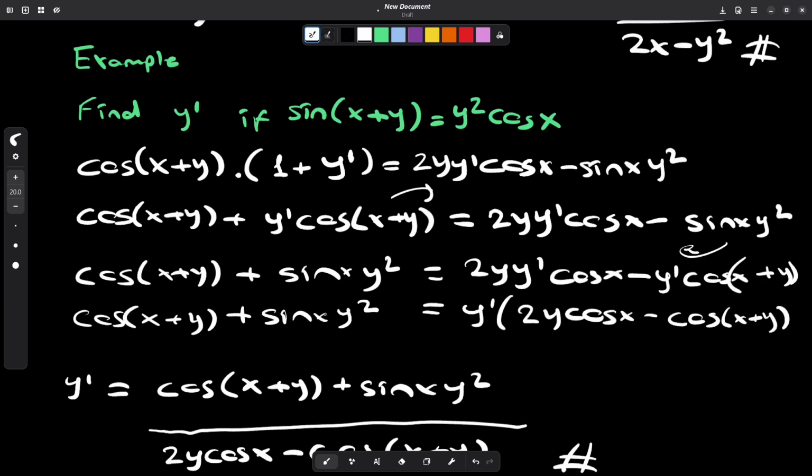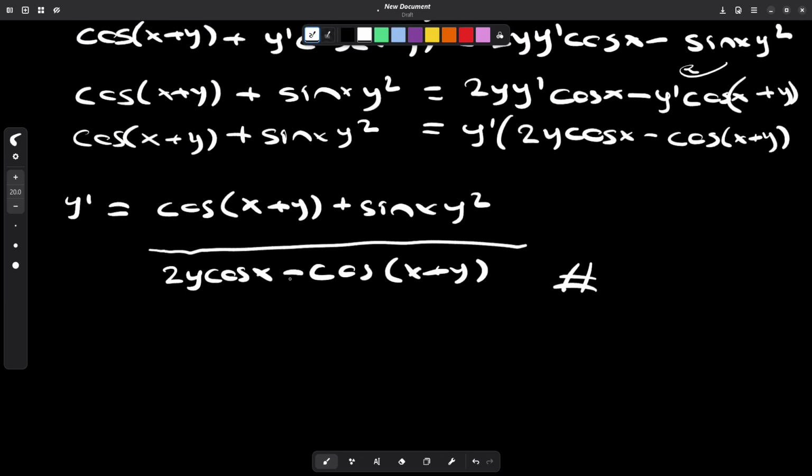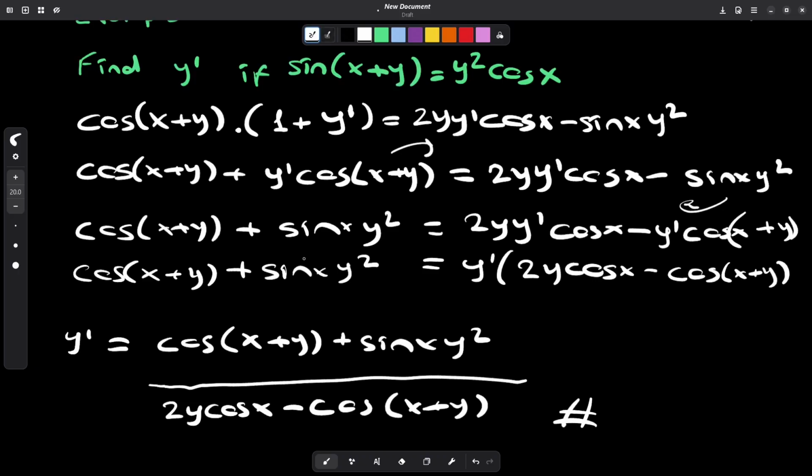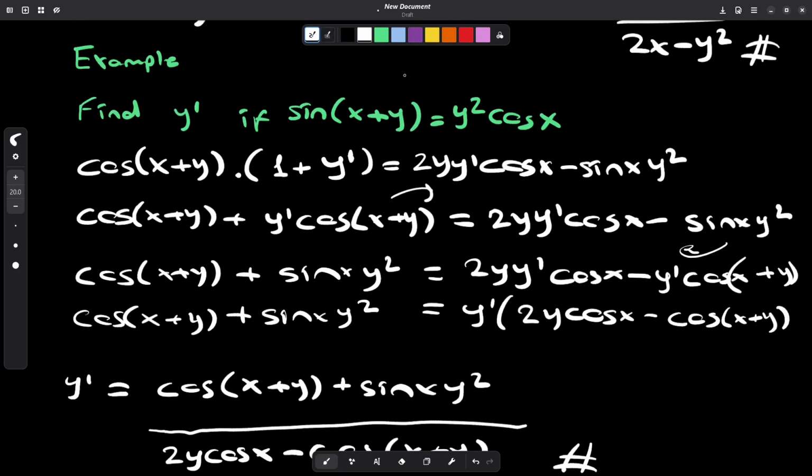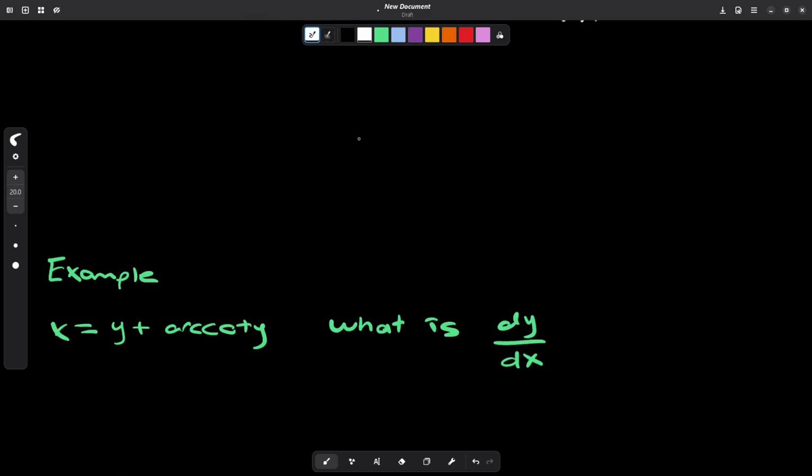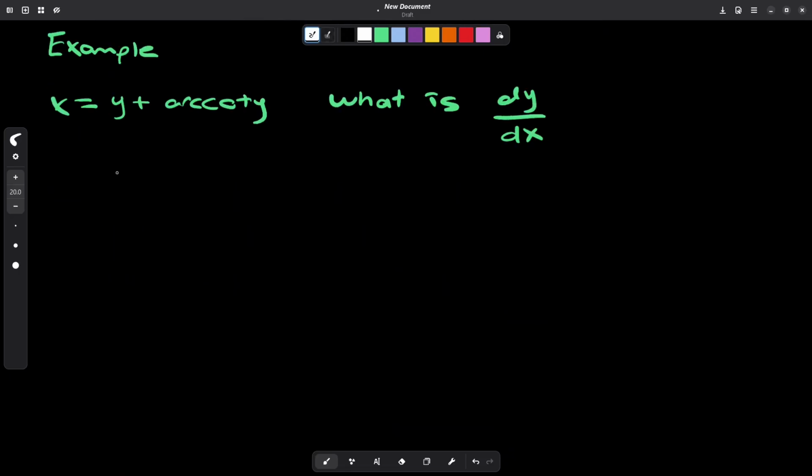Sometimes differentiating can take some time, but it's not hard. We use the same rules. We just have to be careful with y. Differentiating y is why we should be careful.